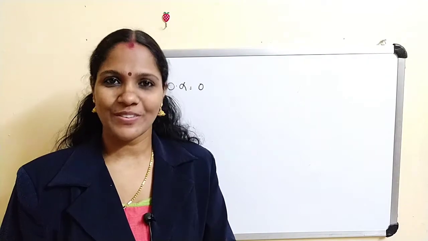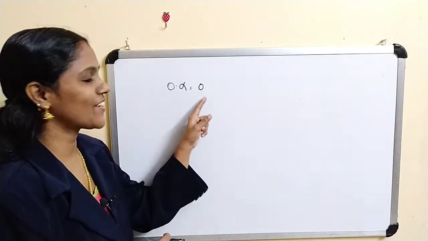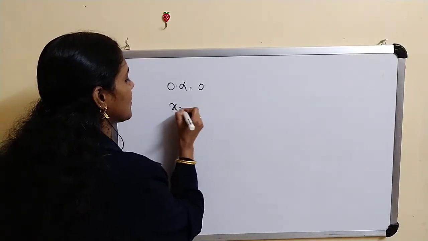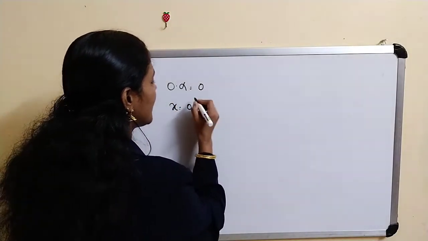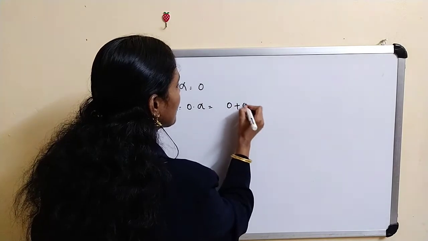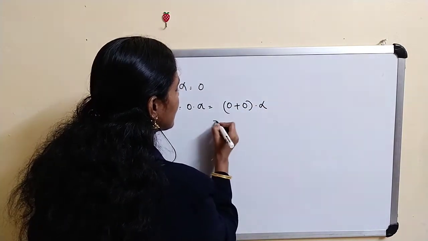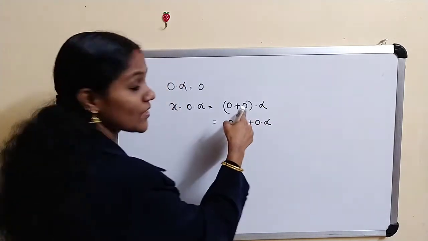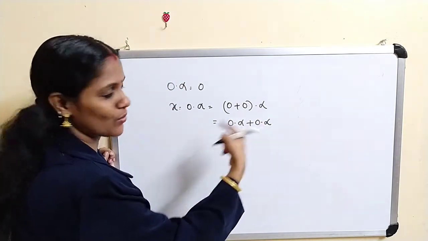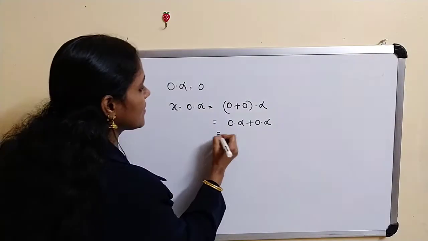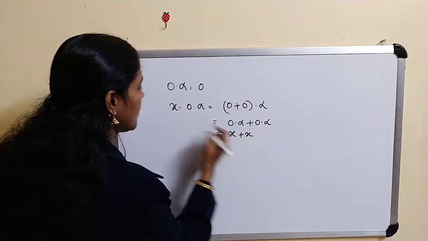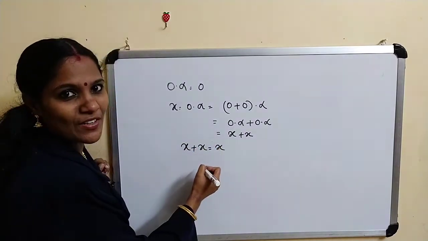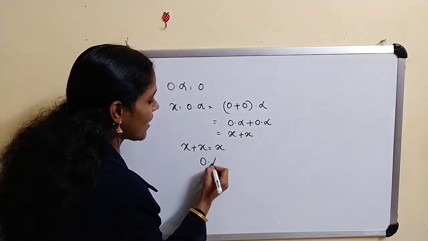Okay. So, the next one is 0 into alpha equal to 0. As in the previous case, let x be equal to 0 into alpha, and this is equal to 0 plus 0 into alpha, and that's equal to 0 into alpha plus 0 into alpha. Here we use the property of scalars c1 plus c2 times alpha. Finally we get this is equal to x plus x. Thus we get x plus x equal to x. This implies x equal to 0. That is, 0 into alpha equal to 0.